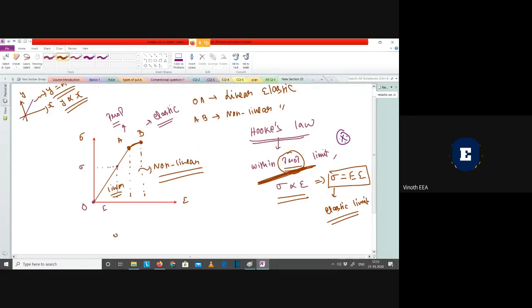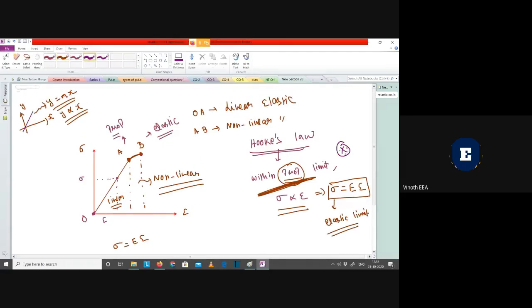Now coming back, compare it. In this linear elastic region, sigma is equal to E into epsilon, and our general straight line equation is y is equal to mx. If I compare it, this m is nothing but this E, which is the slope. E is the elasticity, or you can also call it Young's modulus of elasticity, or the elastic modulus. Elastic modulus, Young's modulus, or elasticity.